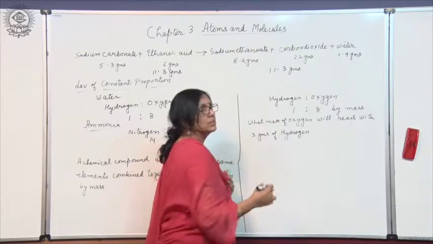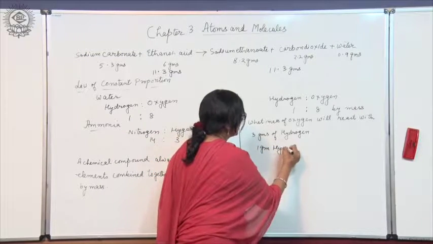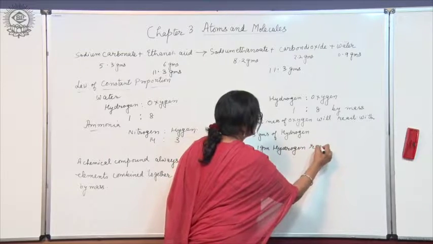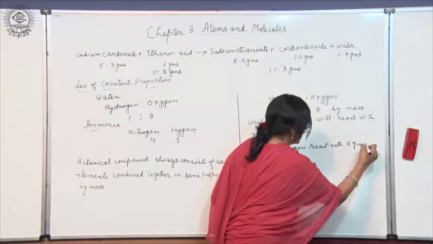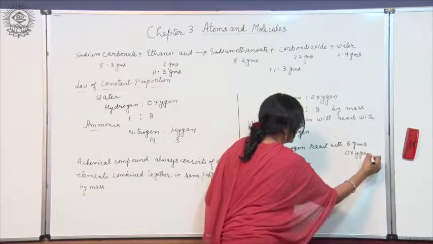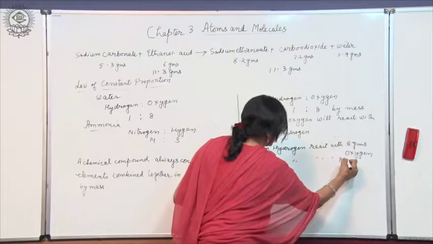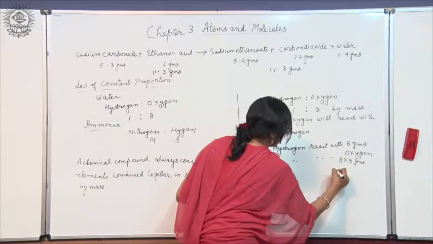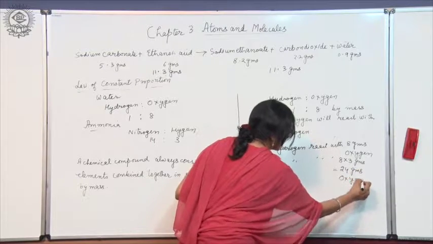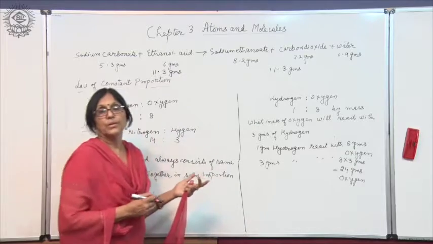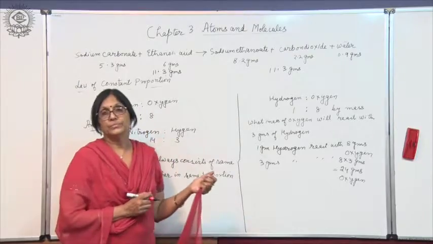So, according to this information which we have, 1 gram of hydrogen reacts with how many grams of oxygen? 8 grams of oxygen. So, 3 grams of hydrogen will react with 8 into 3 grams, that is 24 grams of oxygen. So, on the basis of the law of constant proportion, we can also do this calculation.